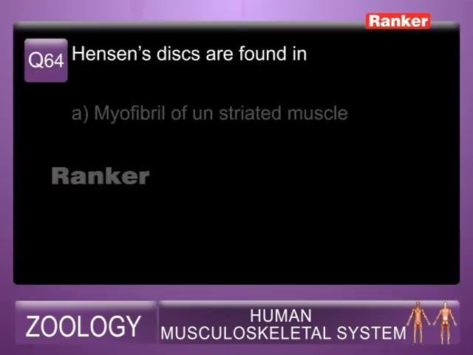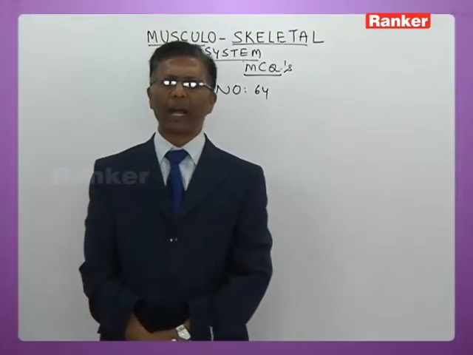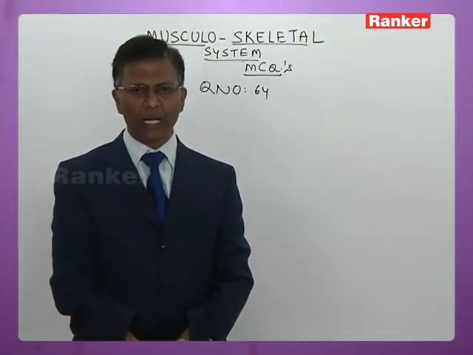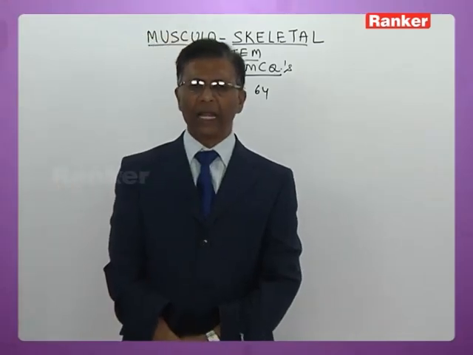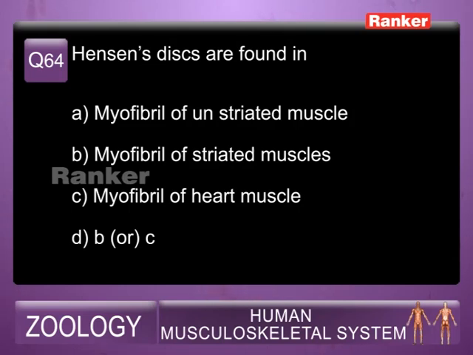64 is here. Hensen's discs are found in A, myofibril of unstriated muscle, B, myofibril of striated muscle, C, myofibril of heart muscle, D, B or C. The striations, dark bands and light bands, are found in heart muscle and even in the skeletal muscle also. So the answer is the myofibril of striated muscle and myofibril of heart muscle. So the answer is D for this.